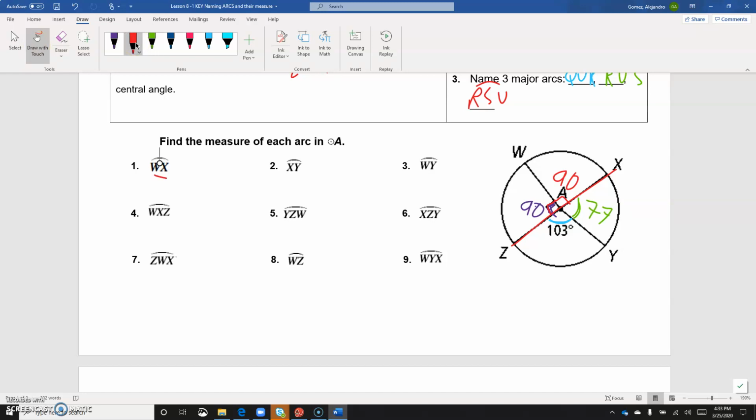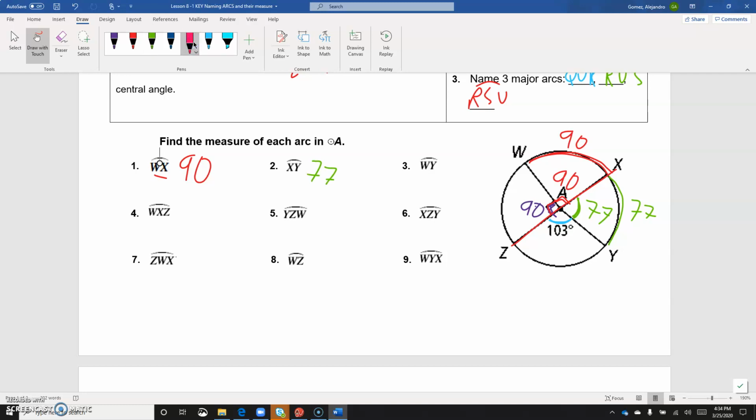All right, so now let's take a look at these answers. We're looking for WX. So WX is going to be this arc. If the central angle is 90, then we know the arc measure is also 90. Then this one is going to be XY. Remember, always looking for the shortest possible distance. So XY gets us right here, which is, if the central angle is 77, we know the arc measure will be 77. They're always equal. Now let's do WY.